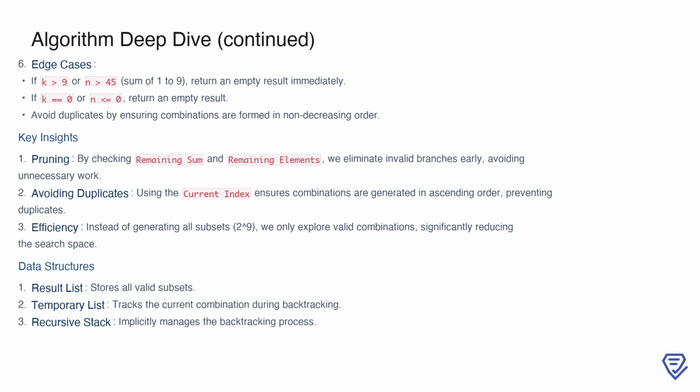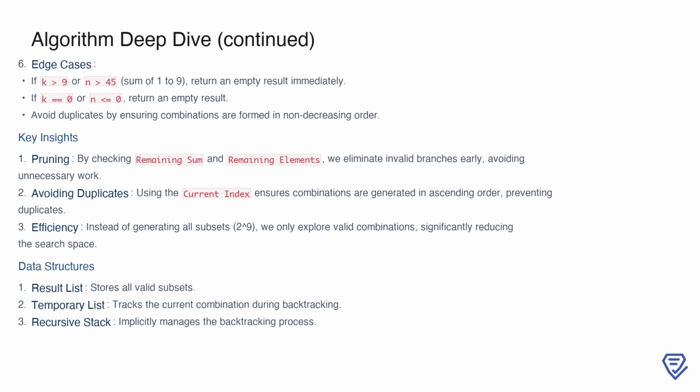To avoid duplicates, combinations are generated in non-decreasing order by always choosing numbers greater than or equal to the current index. This ensures that 1, 2, 3 is treated as identical to 3, 2, 1 and avoids counting it multiple times. The algorithm also benefits from pruning, where invalid paths are eliminated early based on the remaining sum and elements, reducing unnecessary computations. Additionally, we use efficient data structures.